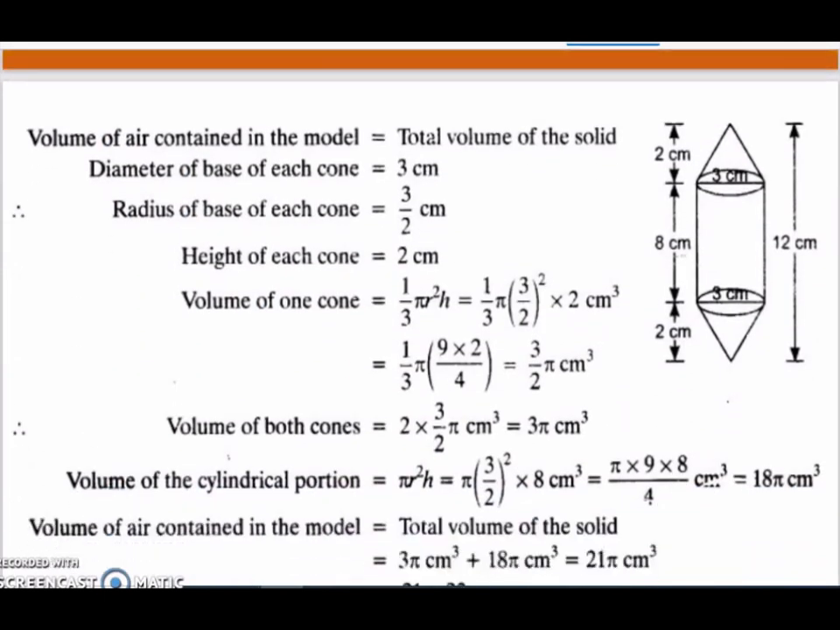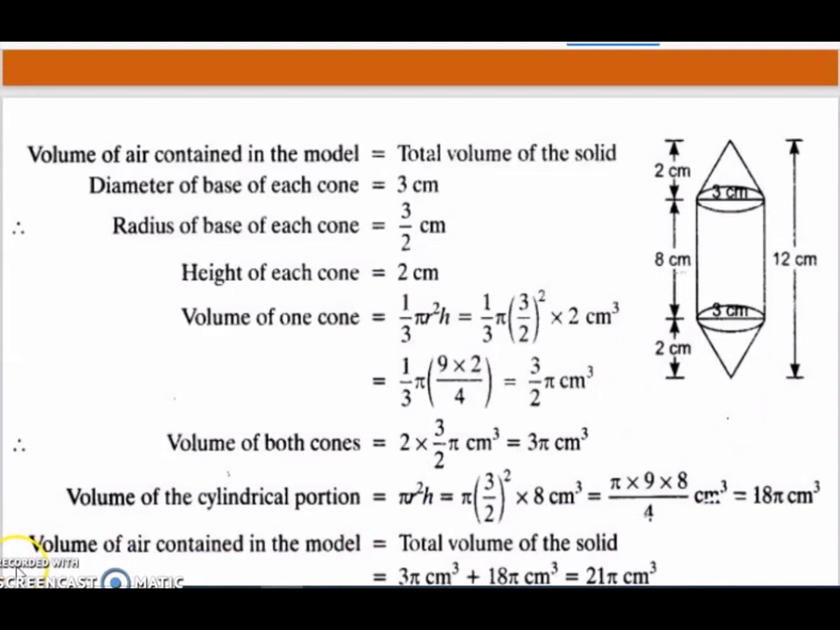So this is how the figure will look like. Now what you have to find is volume of air that is contained inside this model. So volume of air that is contained inside this model will be equal to volume of this entire solid. That means volume of this conical part plus the second conical part plus the cylindrical part. So separately you have to find these.